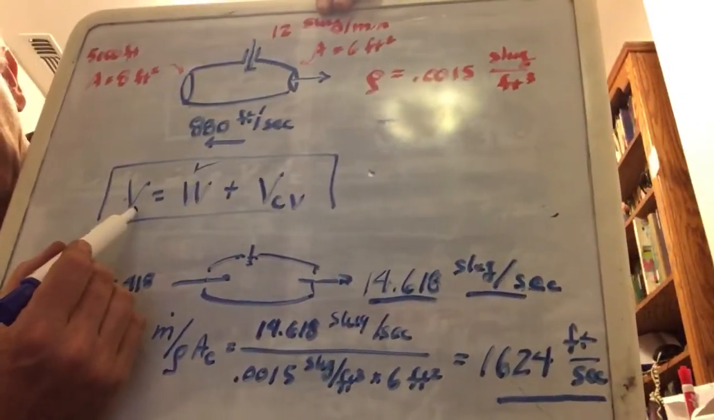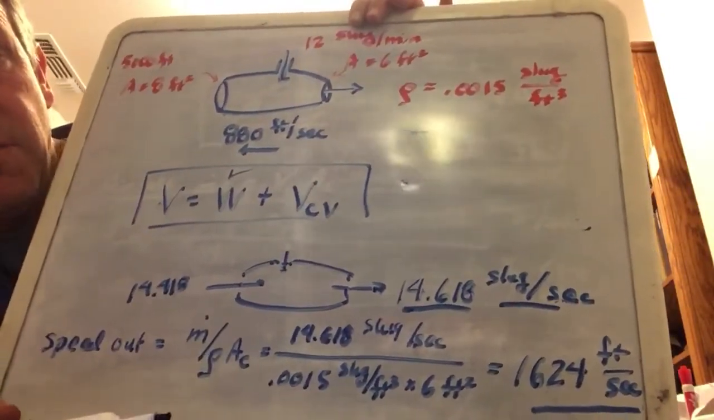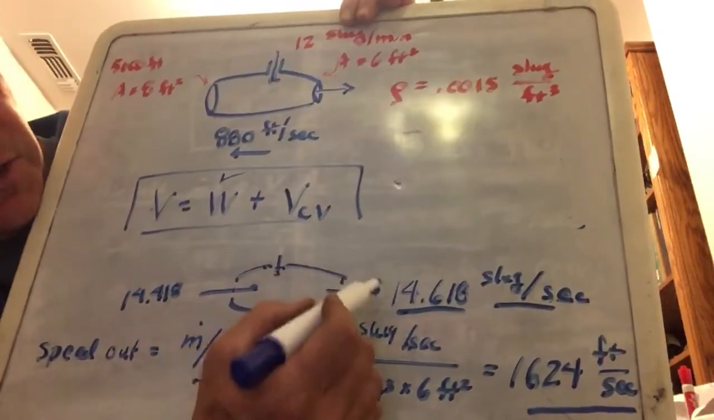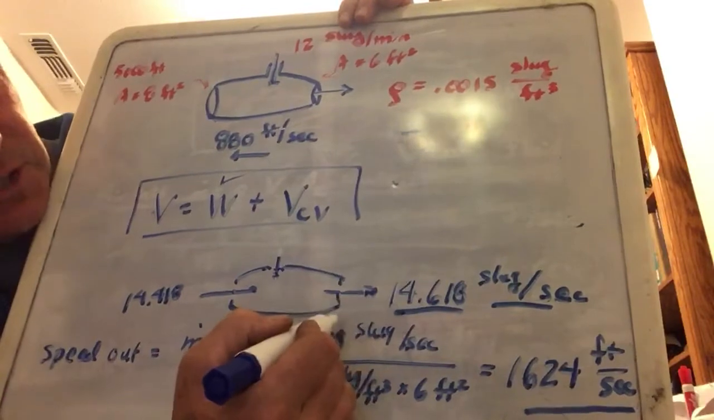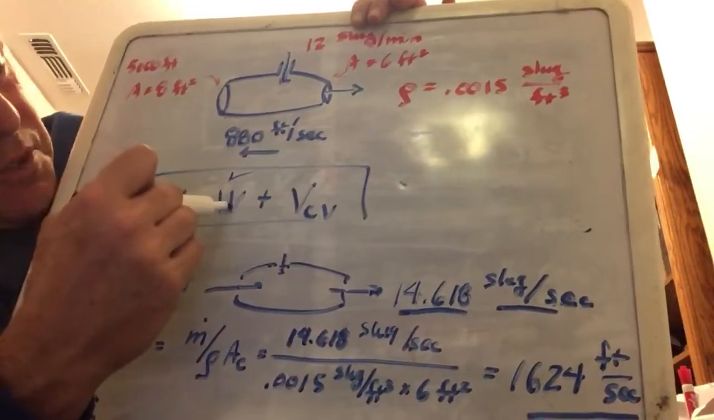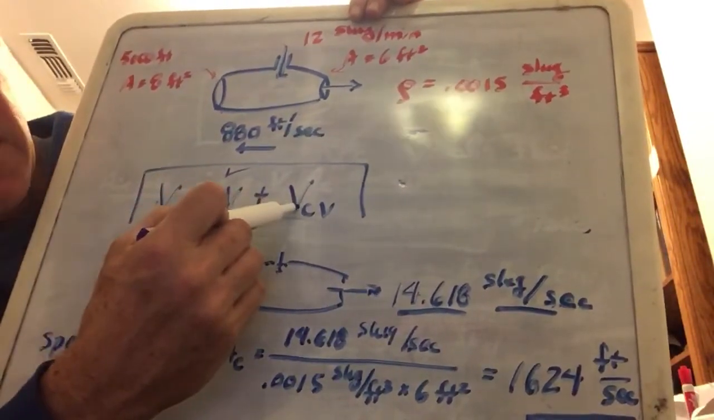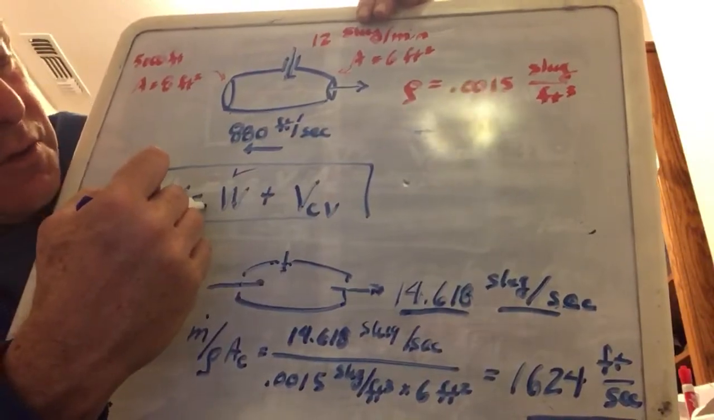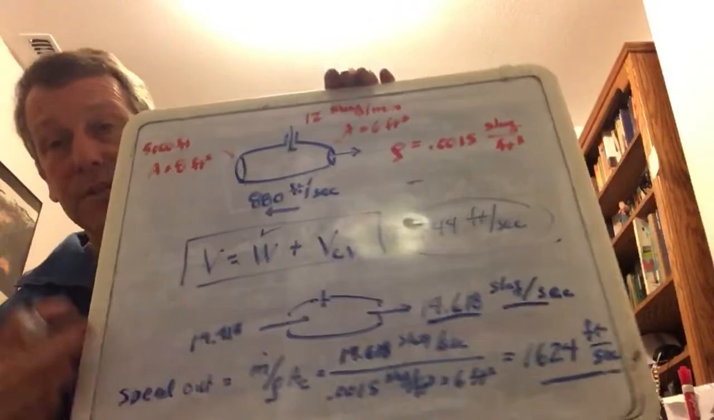And then we wanted to get the speed relative to the ground. So we have to do a little bit of thinking about positives and negatives. This stuff is going 1624, but the control volume is going 880 that way. So they're opposite. Basically we would put a 1624 here and a negative 880 there to get the speed relative to the ground. So you get 1624 minus 880, which we should be able to do in our head. And so our answer there is 744 feet per second.